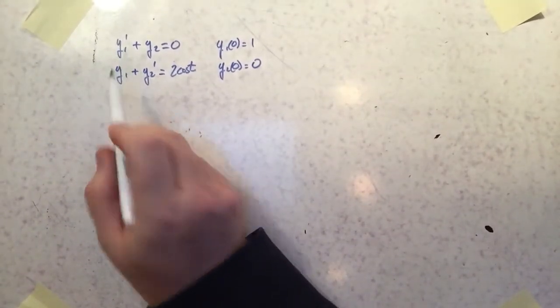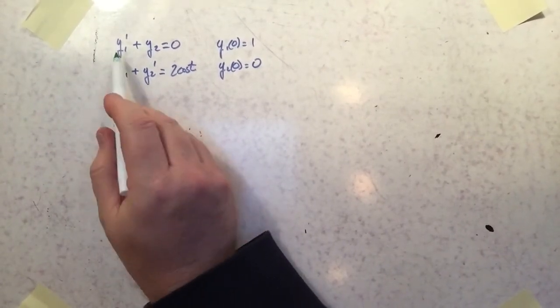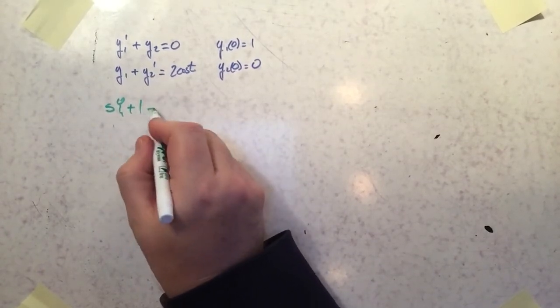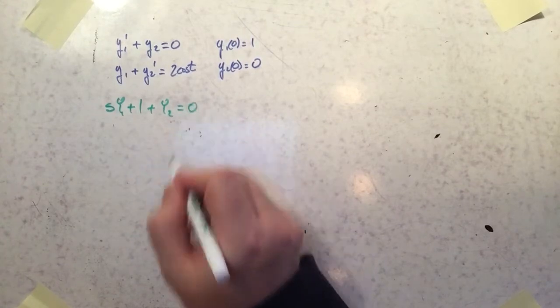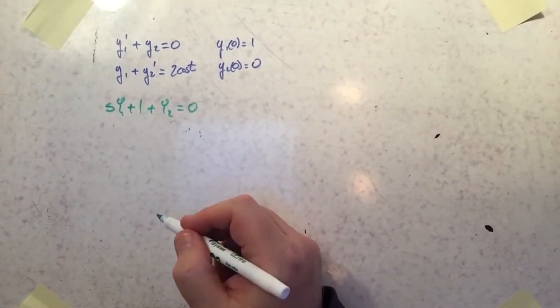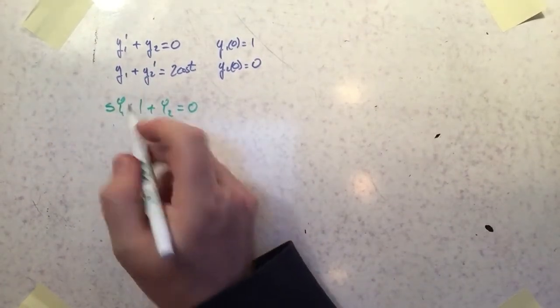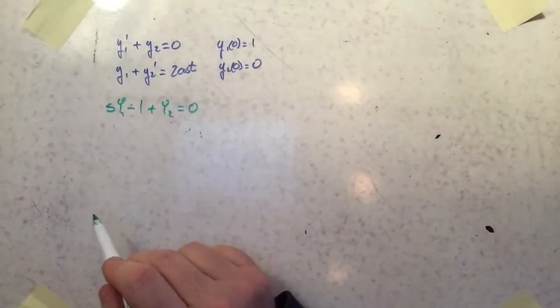Our next line is going to read the Laplace transform of y1 prime is going to be s y1 plus y naught, and y naught is 1, so plus 1. And then that's just going to be the Laplace transform of y2, and that'll equal 0. So that's my equation 1. Oh, this is a minus. That's better.